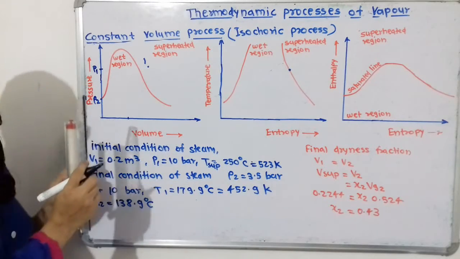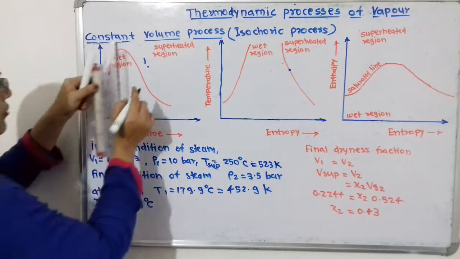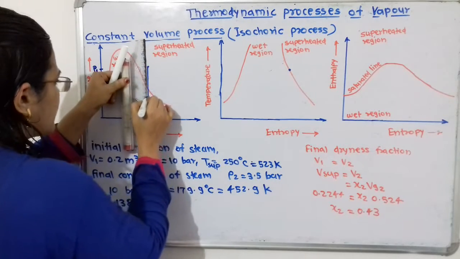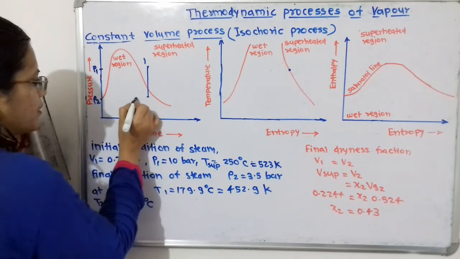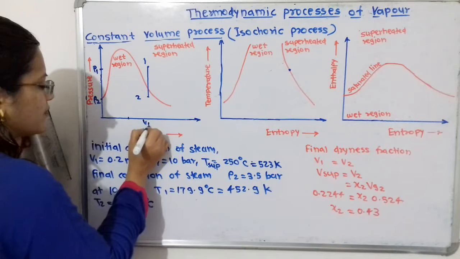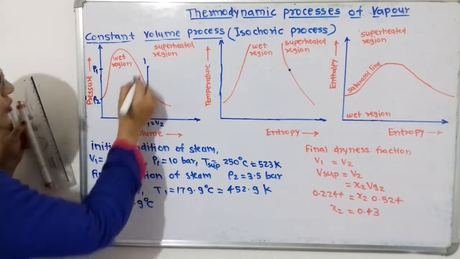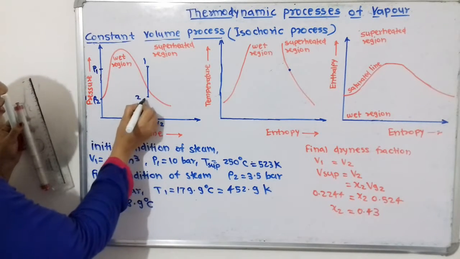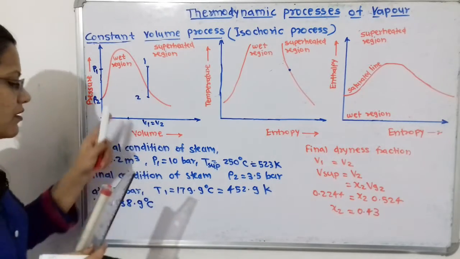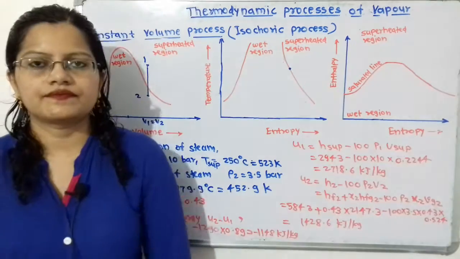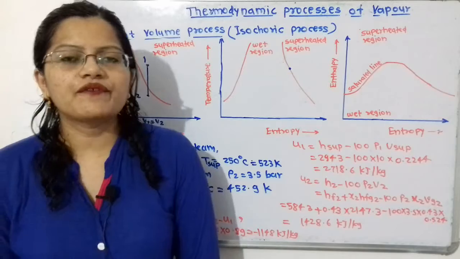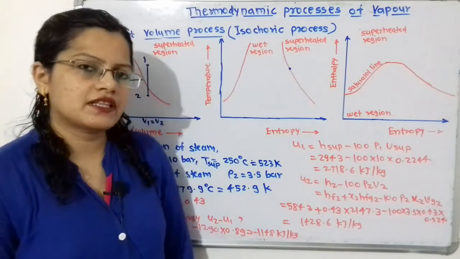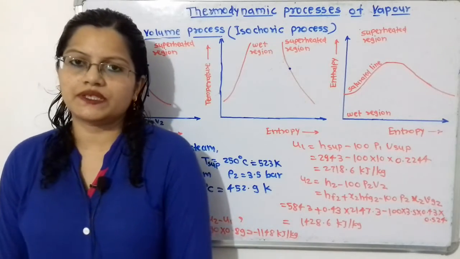Now volume remains constant. So we have to show here point 2. If we observe here, V1 is equal to V2. So the initial condition is the superheated region and the final condition is in the wet region. Now we will find out the change in internal energy, U2 minus U1.